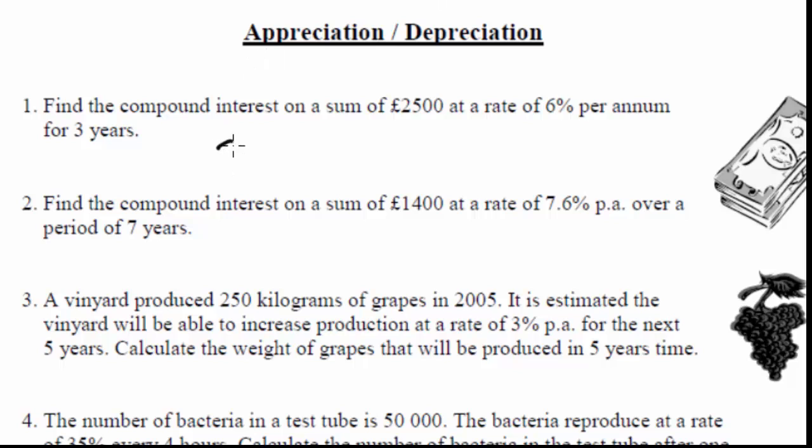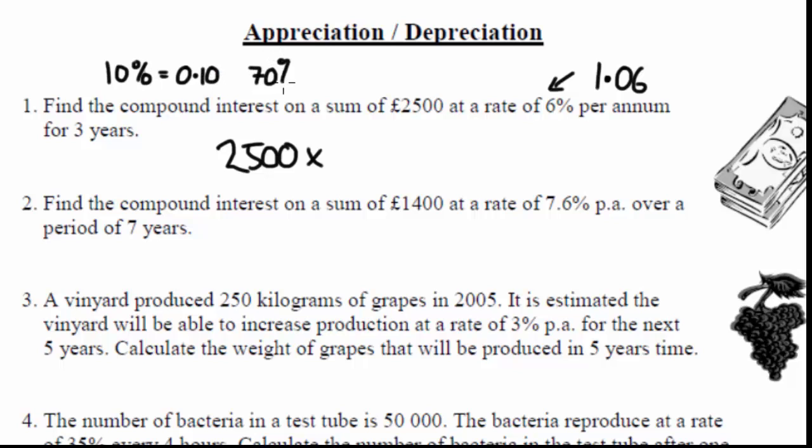So all you do here is you say 2,500, you then times, and your multiplier is going to be 6%. So it's 1 point, where this 1 represents a whole number, and 0.6. This 0.6 is 6% in decimal. If it was 10%, that's equivalent to 0.10. If it was 70%, that's equivalent to 0.70. Obviously we don't need this wee 0 at the end. If it was 9%, that's 0.09 in decimal. So you just have it.